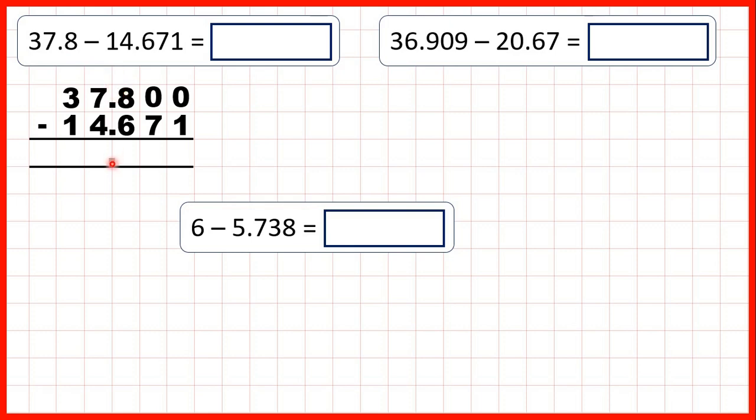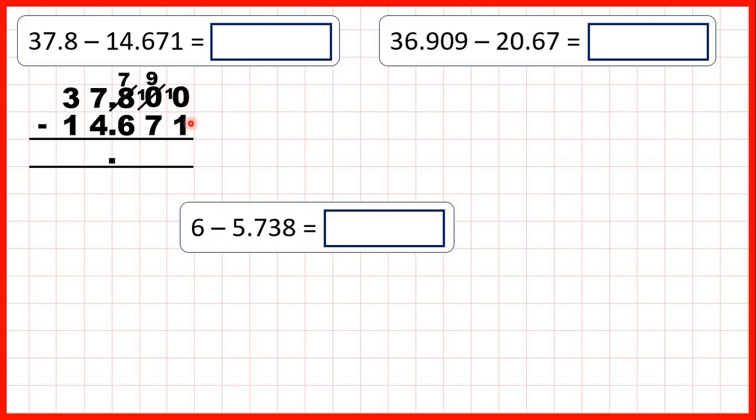Now we can copy the decimal point down into our answer, so that our place values are lined up in our answer as well, and now we can just subtract using column subtraction. So we can't do 0 minus 1 using the column method, and we can't exchange with the place value to the left because we have a 0. So we need to go all the way over to the tenths and exchange one of those tenths for 10 hundredths. Then we can exchange one of those hundredths for 10 thousandths.